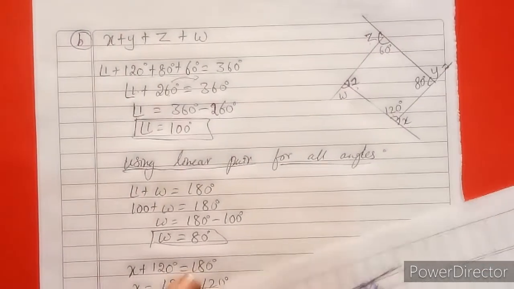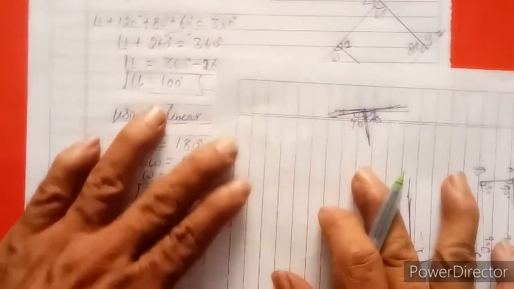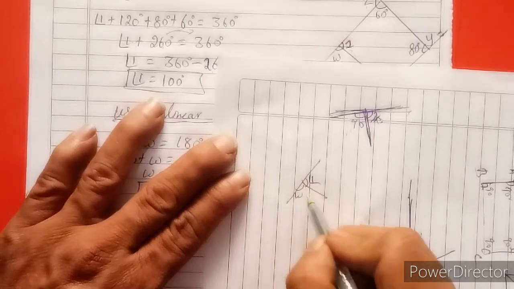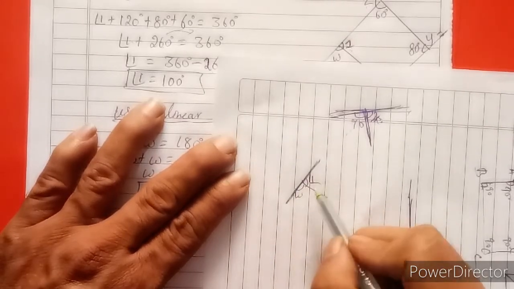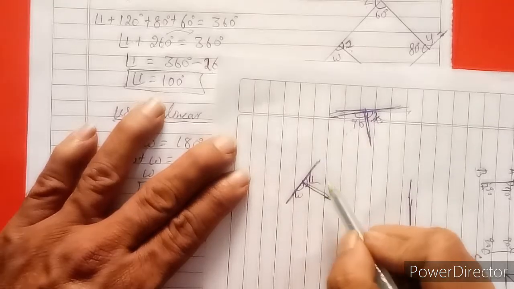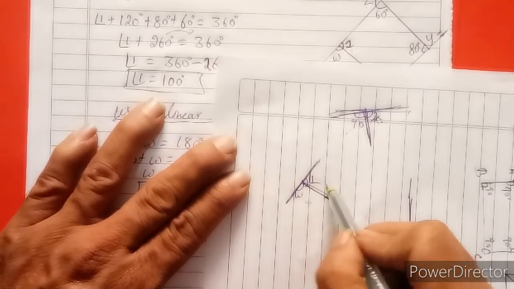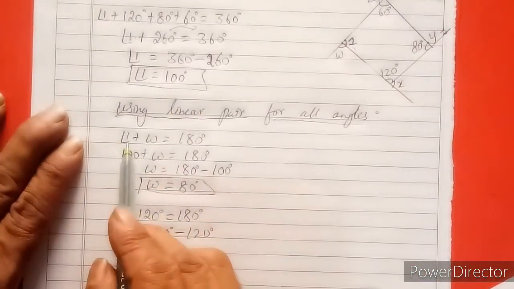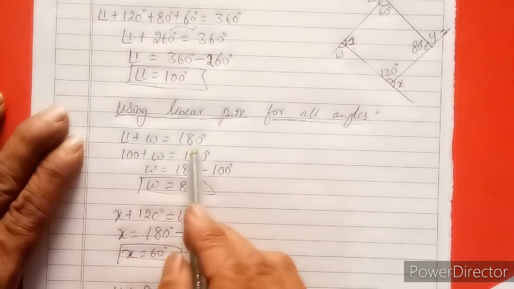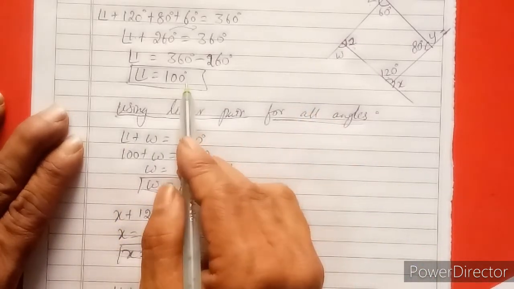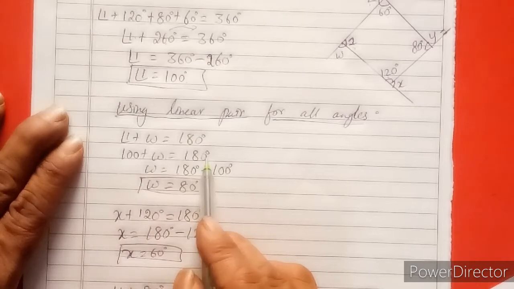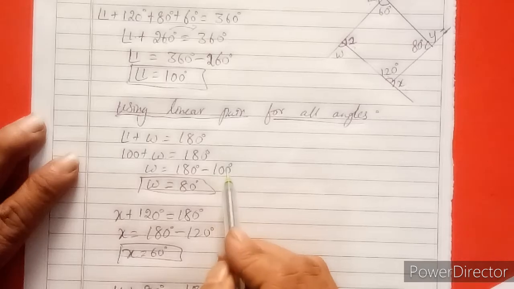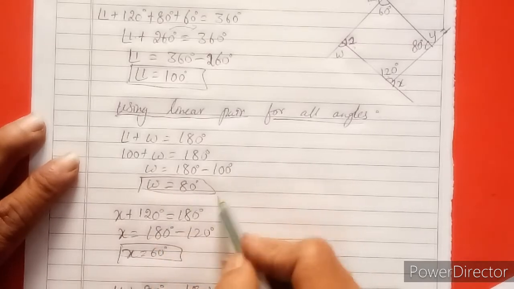See, this is the line in the figure. This is angle 1 and w, this is the baseline and there are two angles, angle 1 and angle w, that is a linear pair. So angle 1 plus angle w is equal to 180 degrees. Angle 1 we got as 100 degrees, so 100 plus w is equal to 180 degrees. If I transpose the 100 it becomes a minus sign, then w is equal to 180 minus 100, so w is equal to 80 degrees. This is the first one.